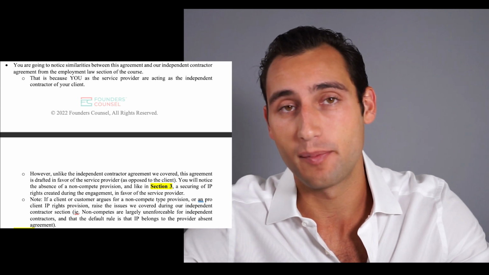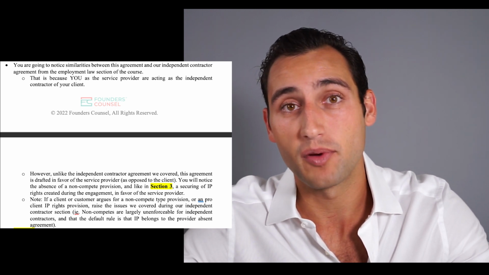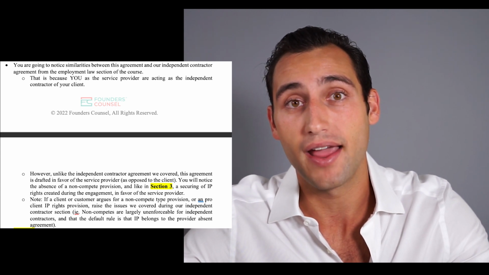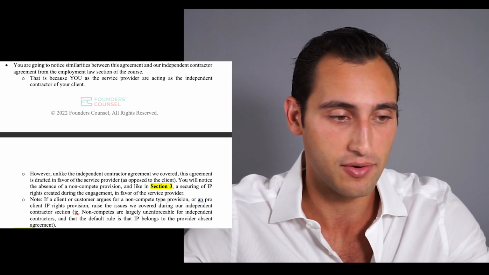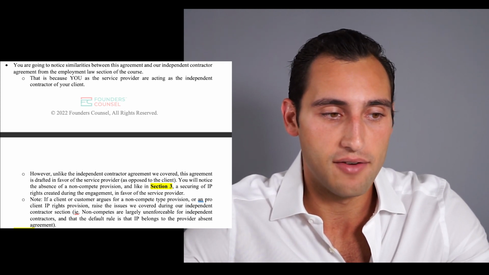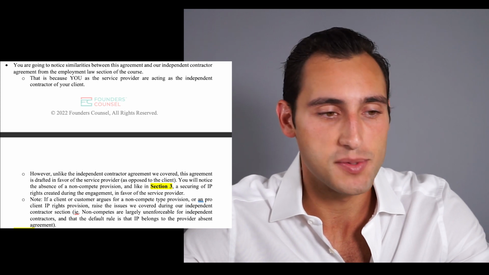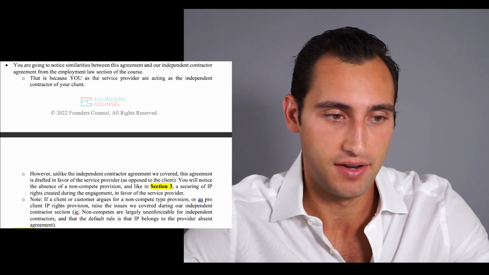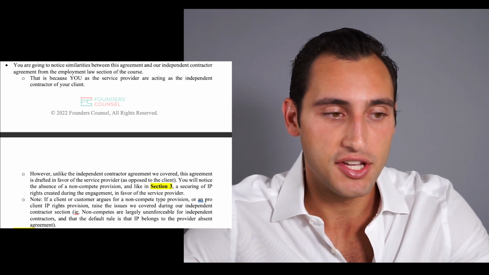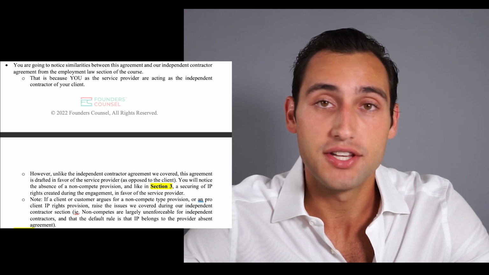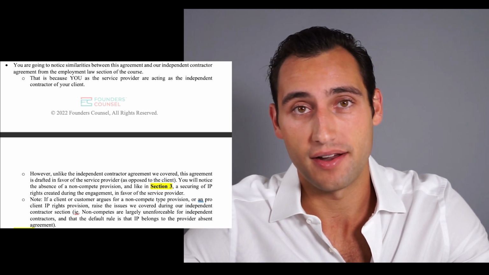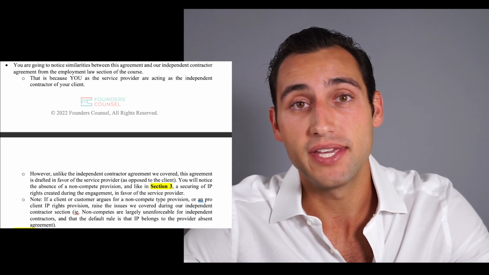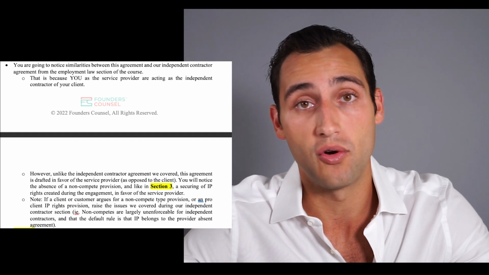So this is similar to an independent contractor agreement, except instead of it being pro-client from you in the previous modules, now it is you giving your client a pro-service provider independent contractor agreement. Unlike the independent contractor agreement we covered, this agreement is drafted in favor of the service provider, as opposed to the client. You will notice the absence of a non-competition provision. And like in Section 3, a securing of IP rights created during the engagement in favor of the service provider, as opposed to the IP section in your independent contractor agreement, where we stated that the IP created by the independent contractor would actually be owned by you, the company.